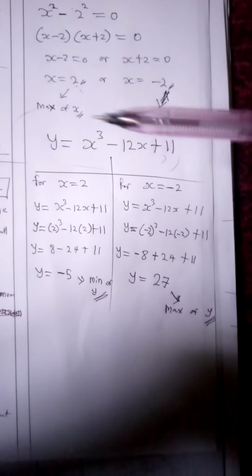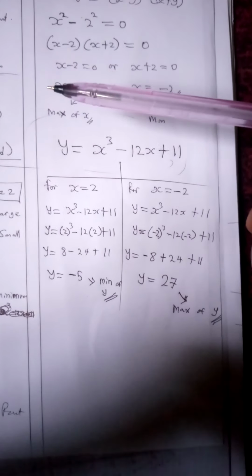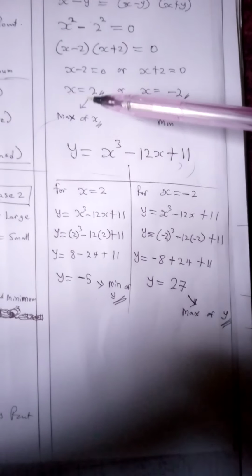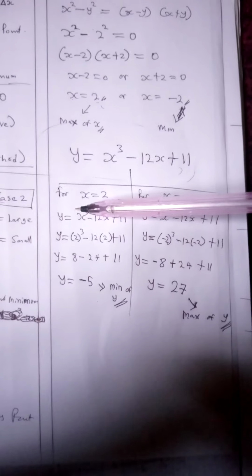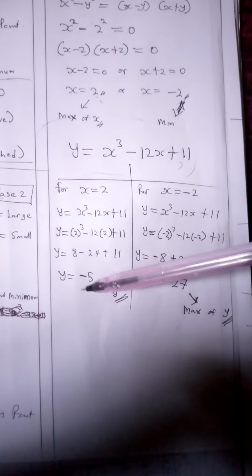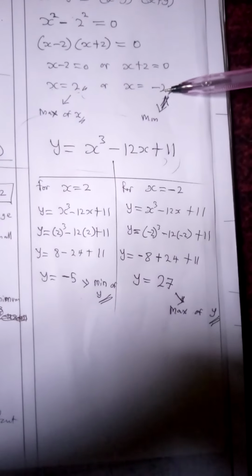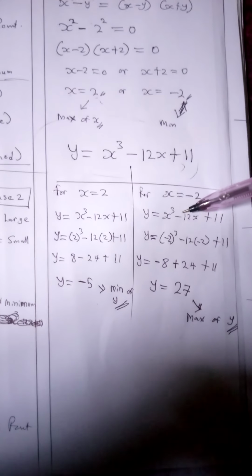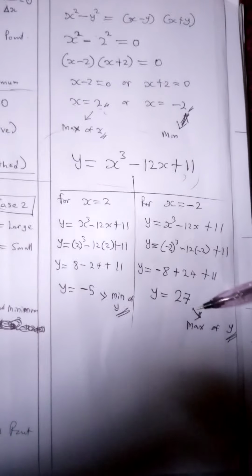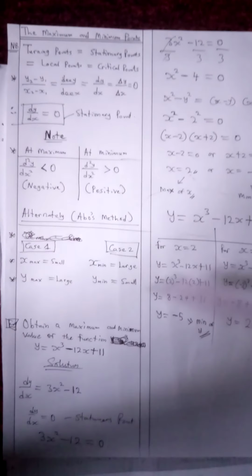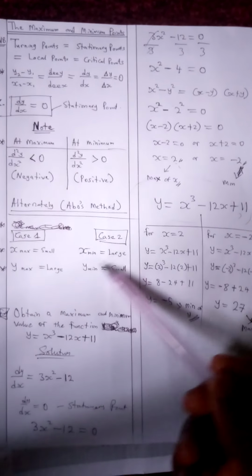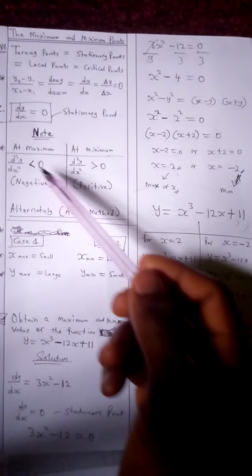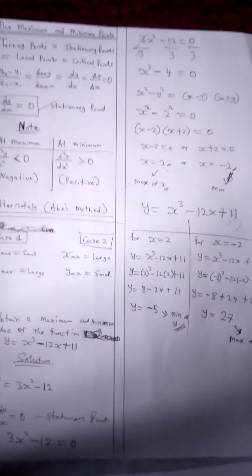So the secret is that when you substitute the maximum of x into the original equation, it will give you the minimum of y. Then when you substitute the minimum of x into the original expression, it will give you the maximum of y. So that's for maximum and minimum points. That's the meaning of this d squared y, and that's the secret that I just gave you.